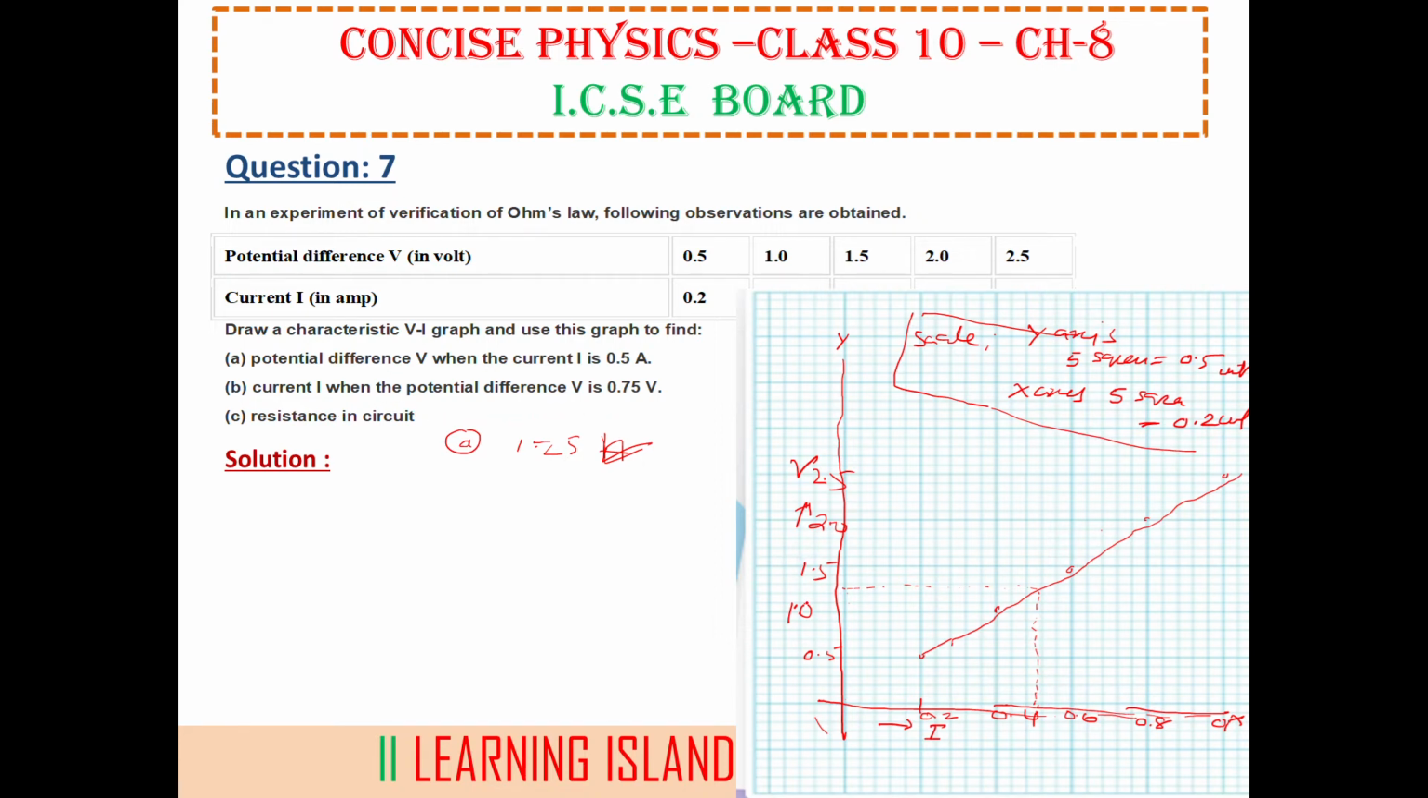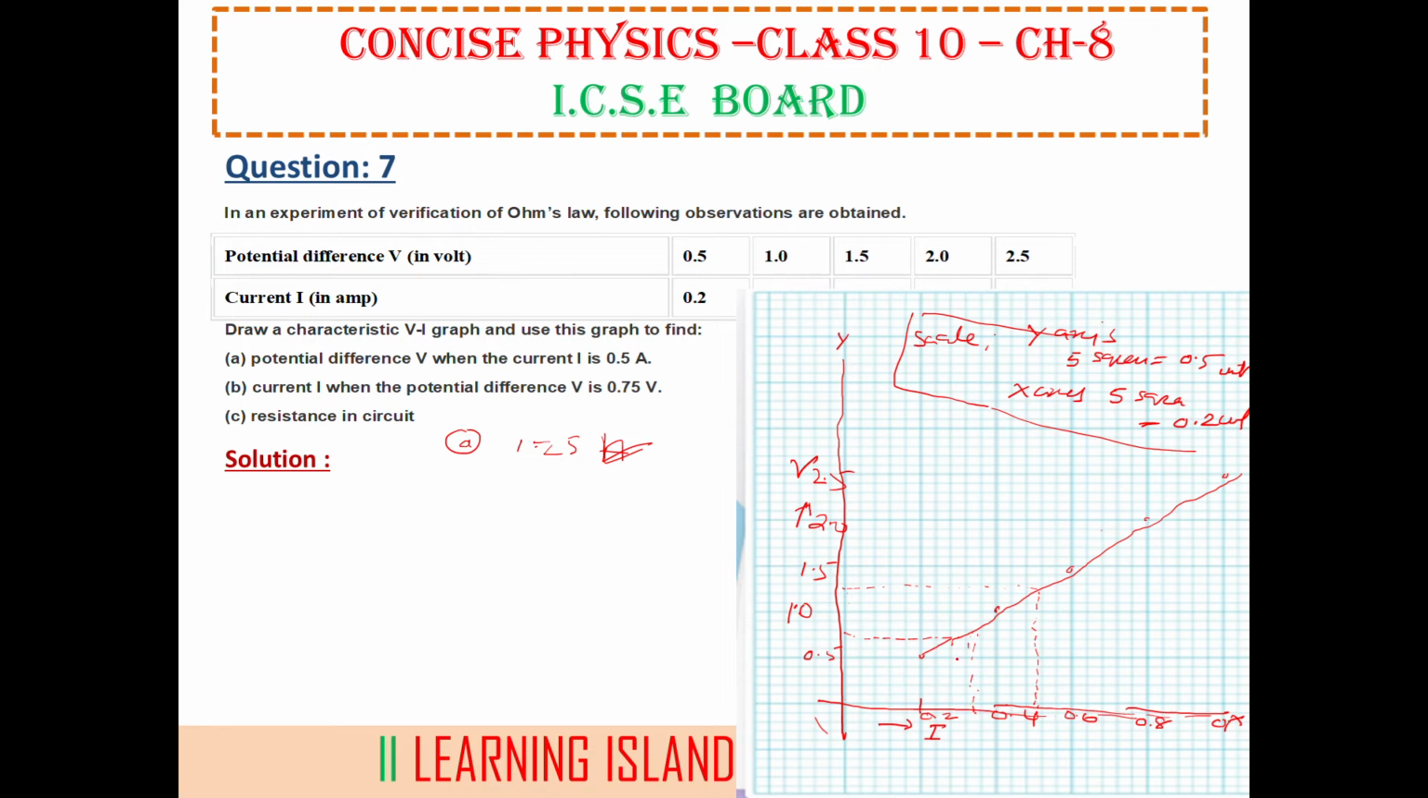Now, when the potential difference is 0.75, here you see this is 5, 6, 7. So when it is 0.75, that is here, 5, 6, 7.5 is here, so it will come in this direction. If I draw the graph properly, you will get it here. So I will get this as 2.2, it will be 3.27.